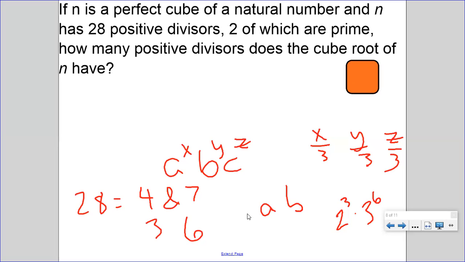Ishin? Well, I have a question. Sure. How did you get the 3 and 6? We got the 3 and 6 because if x is the exponent, then x plus 1 is the number of divisors. So if we have 4 and 7, the powers would be 3 and 6, because that's how we figure out how many divisors there would be.